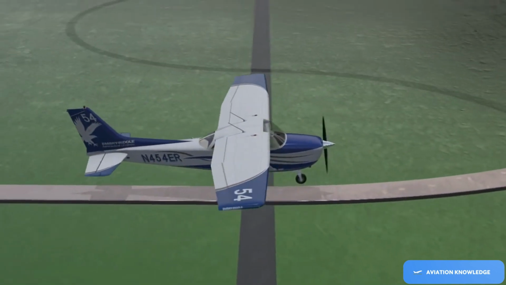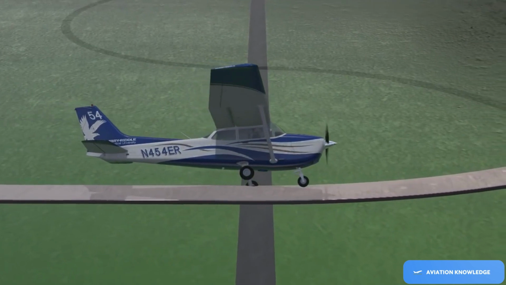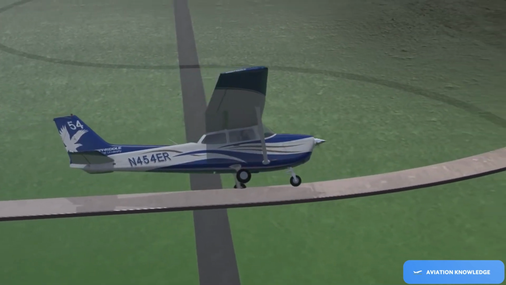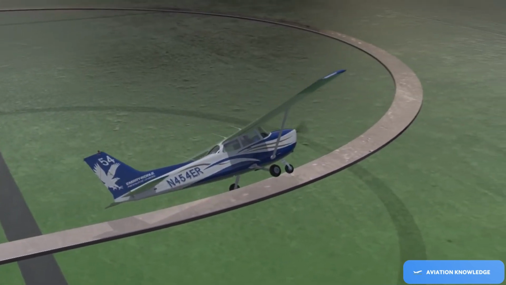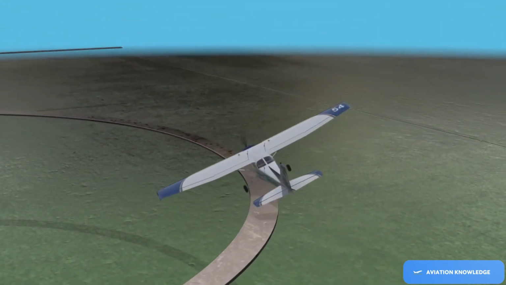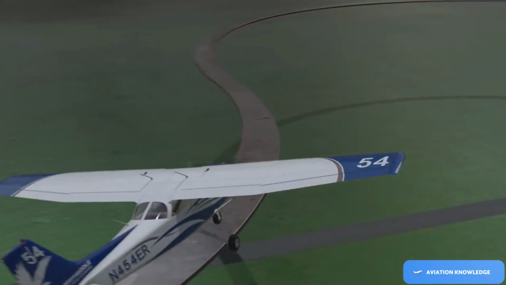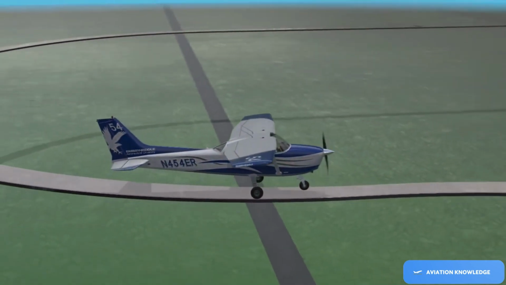During your first turn, you'll start with your maximum bank, not to exceed 45 degrees, as your wings cross the reference line. As the tailwind changes to a crosswind and then to a headwind, the bank angle must be reduced accordingly to maintain the symmetry of the turn. Begin reducing that bank in a way that will result in a symmetric half circle.